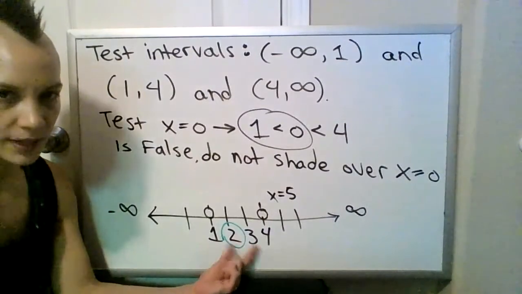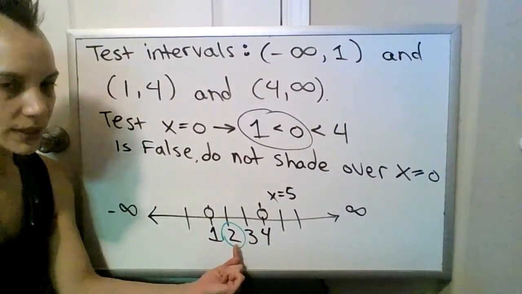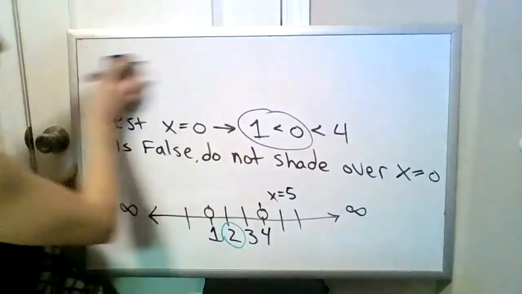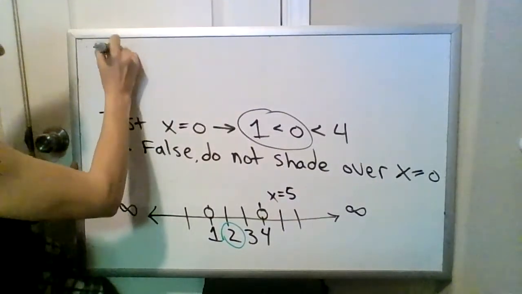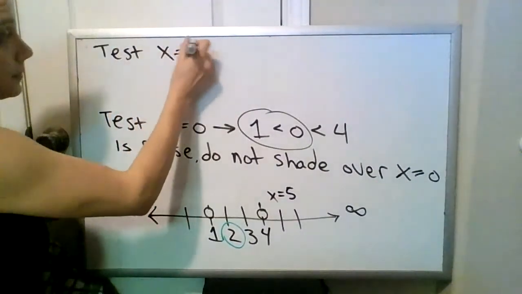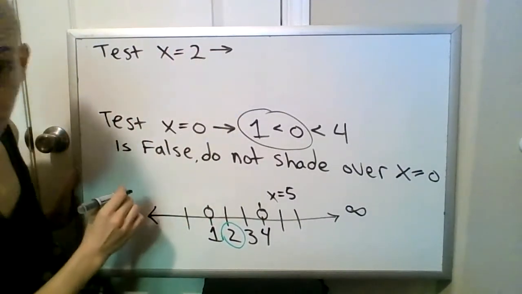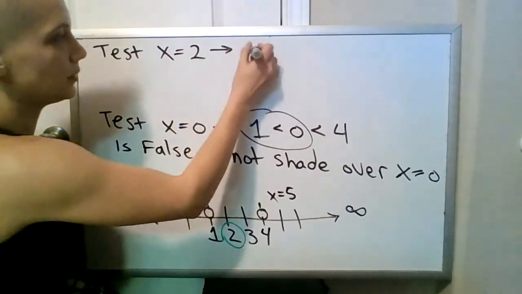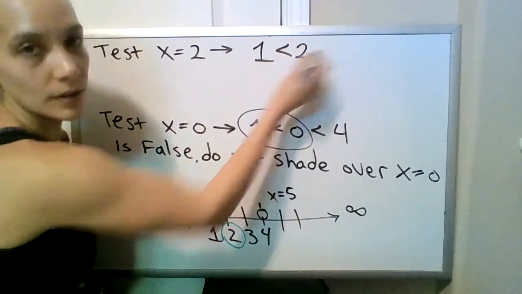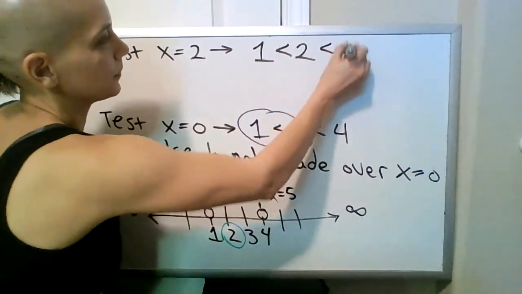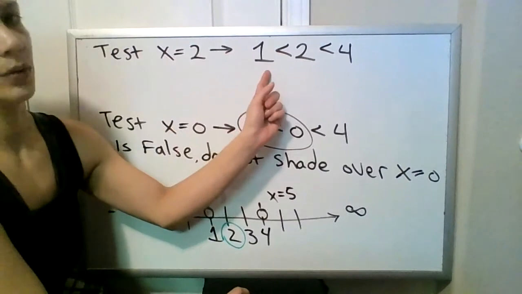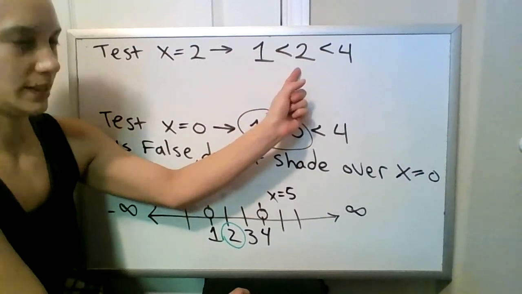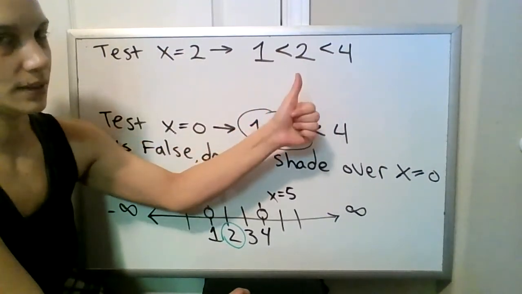Okay, so between 1 and 4, I've picked 2. Try x equal to 2 as a test point. Back to your set. We're putting this into the statement 1 less than 2 less than 4. So check through. The whole thing has to be true. It's a true statement. 1 less than 2, yes. 2 less than 4, yes. This is true.